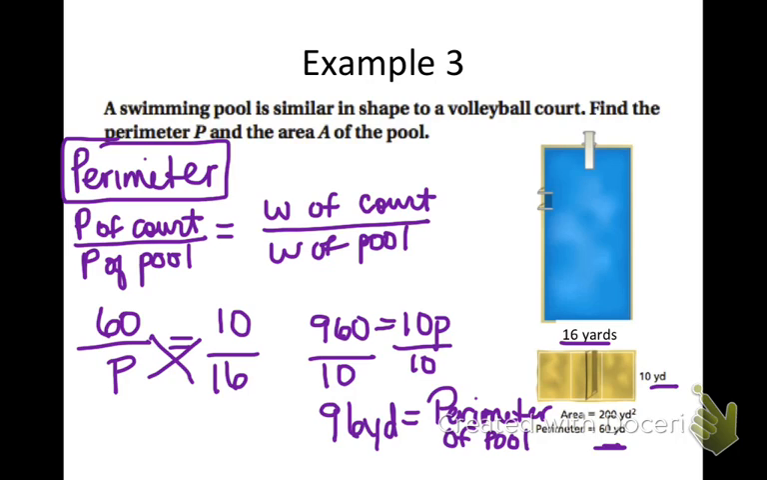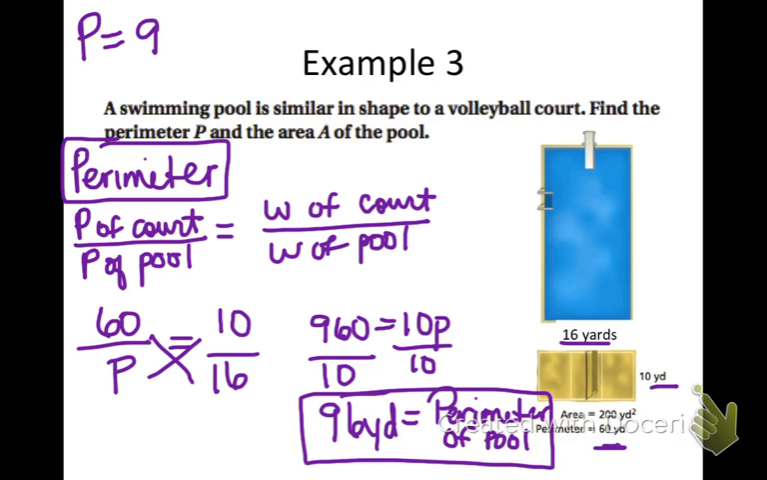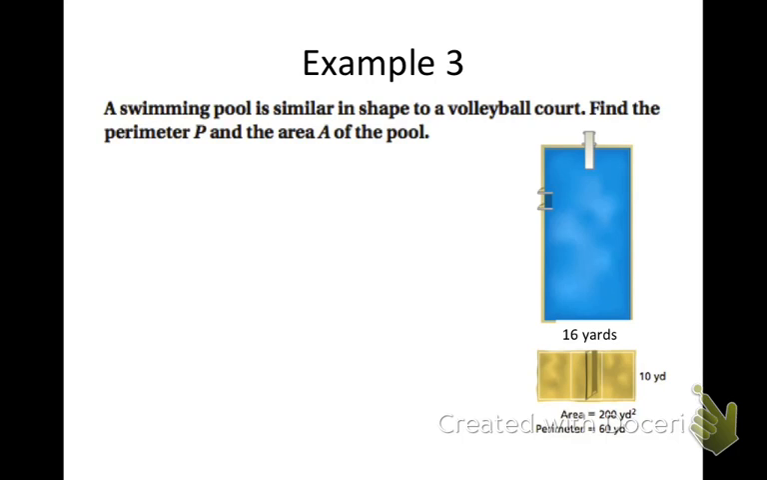of the pool. Okay? But we also need the area. So we're only halfway done with our calculation. So we have the perimeter is equal to 96 yards, and this is for the pool. I'm going to go ahead and erase that. And so we'll summarize. Perimeter is 96 yards. Now we can do the same for the area.